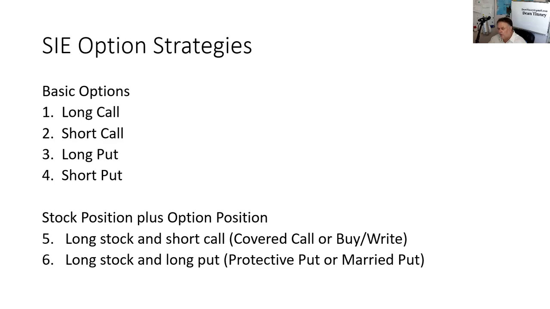Long puts. The puts are the ones that throw people for a loop. But a long put, hopefully you're not fumbling around, is a choice to sell the stock at the strike price. You're the putter. And if you're the putter, we need some putties. A short put is an obligation to buy the stock at the strike price.